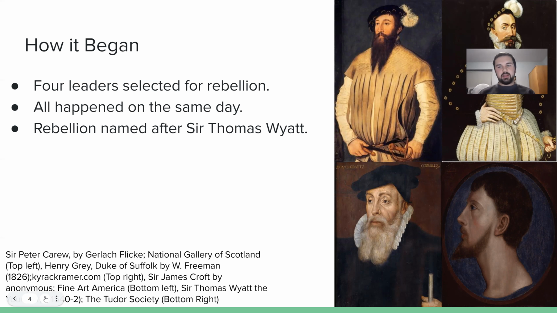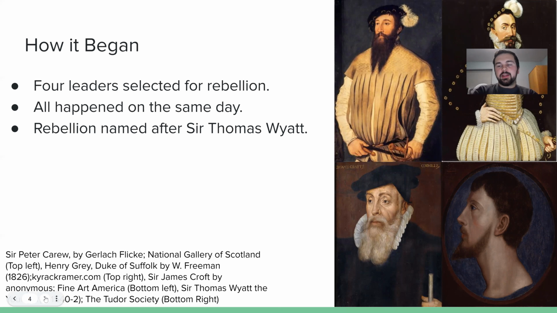Initially, these four men had planned to start the rebellion in 4 separate locations on the same day. The initial plan was to start the rebellion on Palm Sunday, more specifically March 18th of 1554. They would start their rebellions all at once in their respective locations. The Duke of Suffolk starting in Leicestershire, Sir Peter Carew starting in Devon, Sir James Croft beginning his rebellion in the borders between Britain and Wales, and Thomas Wyatt the Younger would begin his in Kent.